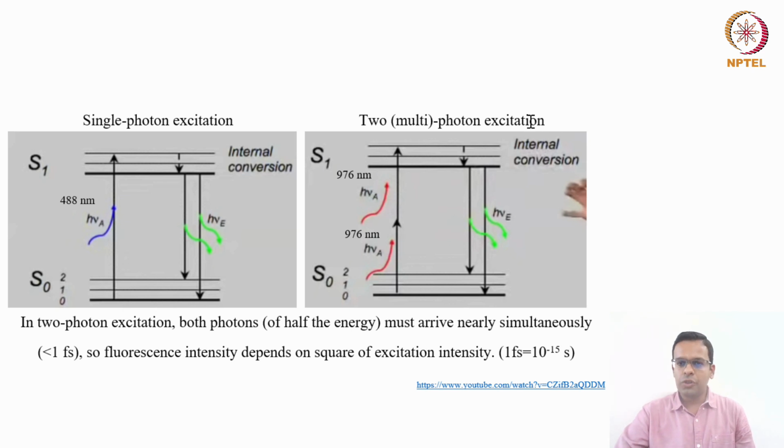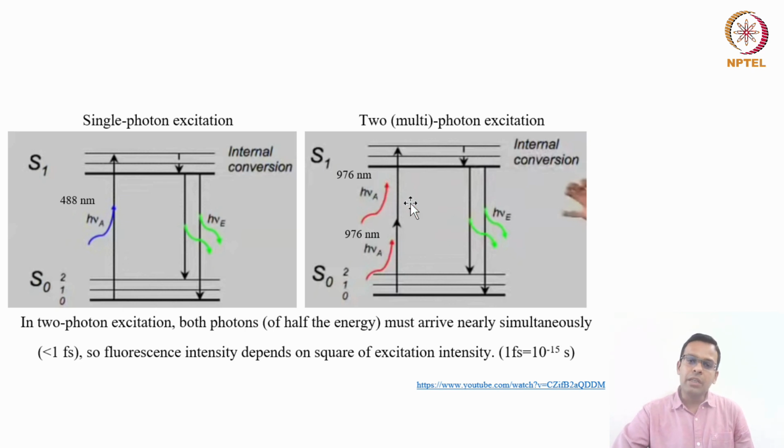But in two photon, instead of a single photon, you will use two photons of a longer wavelength. Let's say if you want to see the GFP protein, instead of using the 488 nanometer light, which has more energy, you will use light of reduced energy, that is 976 nanometer light, which is in the far red or infrared region. So you will use this infrared light.